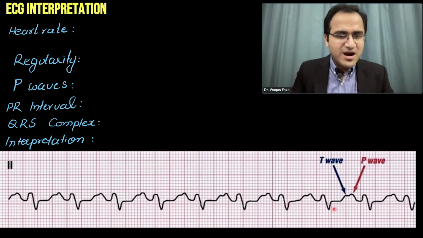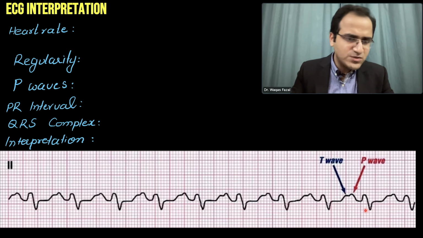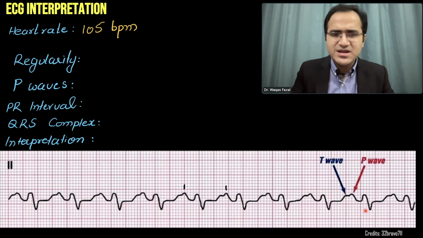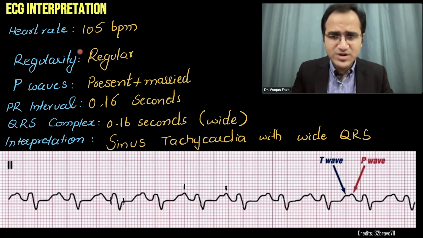Now let's calculate the heart rate between the QRS complexes. We have 1, 2, and more than 2. So this is 300, 150, and almost 105 to 110 beats per minute is the heart rate. And if we look at the distance between the QRS complexes, it is equal, so it is a regular ECG.